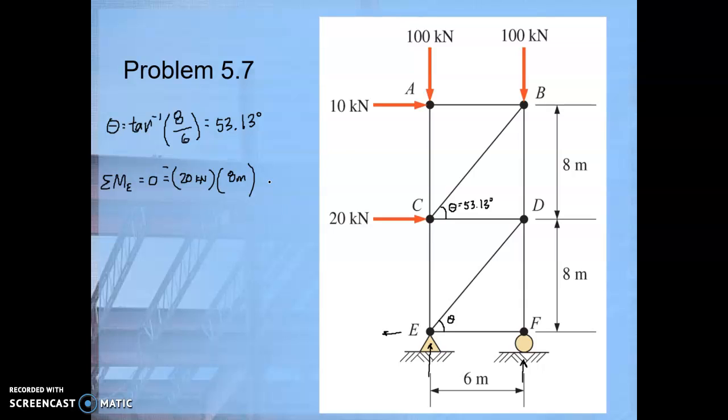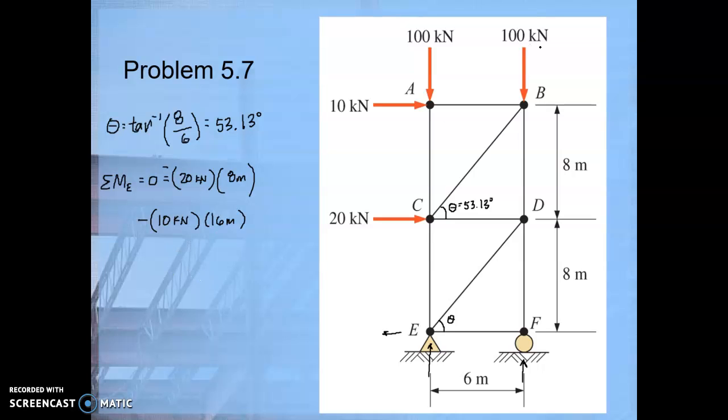Next, we have this 10 kilonewton force. Its moment arm distance is 16. And it's causing another negative clockwise rotation about point E. Now the 100 kilonewton force up here is being applied at joint A, this vertical force. It's going to pass straight down and go right through joint E.